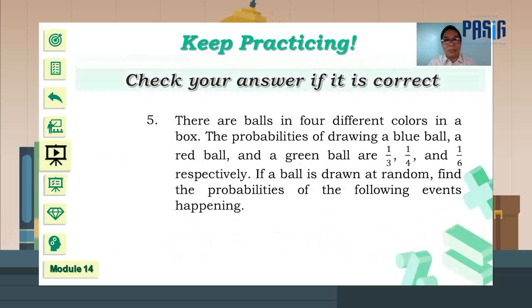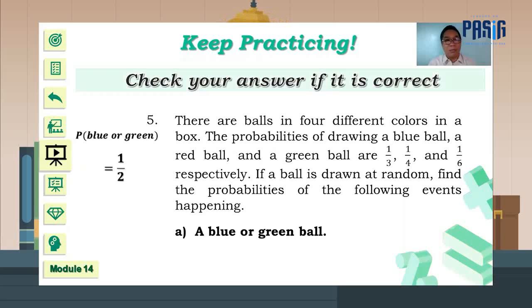Number 5, find the probabilities of the following events. Letter A, a blue or a green ball. That is 1/2. Letter B, a blue or a red ball. And that is 7 over 12. Count your score.